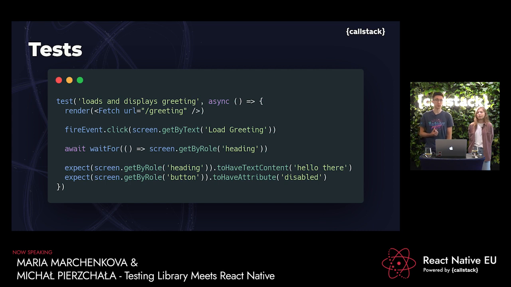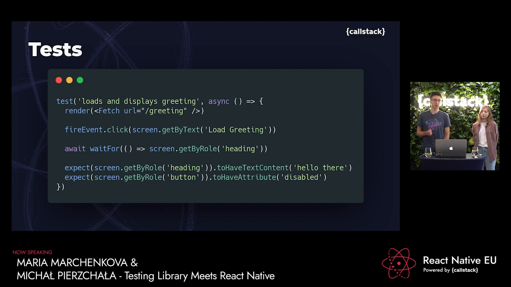How do we wait for it to finish? Let's think about our users. They don't know if there's a server call or not. They just expect the heading to show up and show some text after they click a button. So we wait for a heading to show up. We use the getByRole screen helper to find a heading in our current context. Once it shows up, the waitFor function will resolve and let us through.